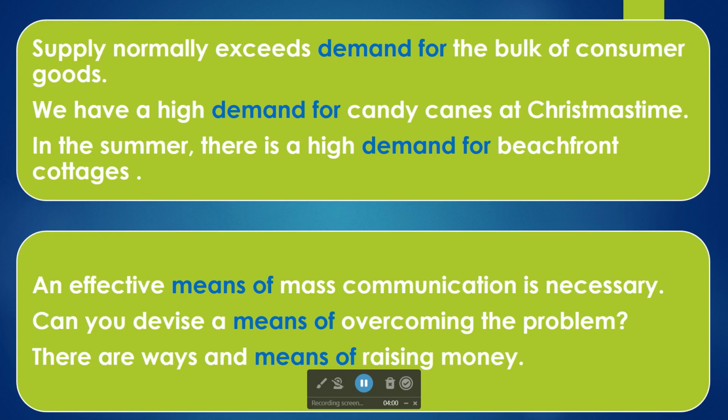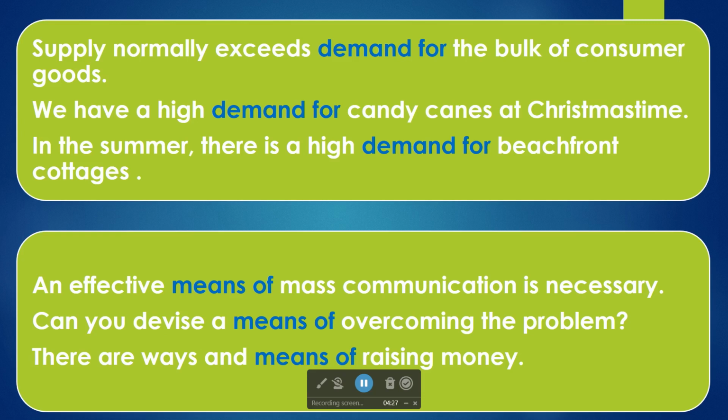All right, third example is in the summer, there is a high demand for beachfront cottages. So a lot of people like to take a vacation in the summer, so high demand. More people want to find a house. Cottage is a small, like little house, like a cabin, and beachfront, so they can see the beach. So that's why we have high demand for those cottages.